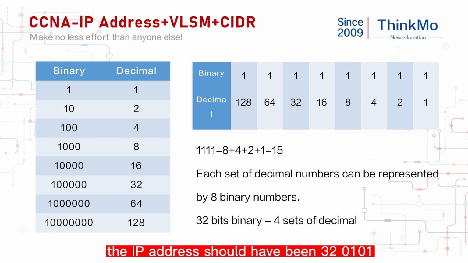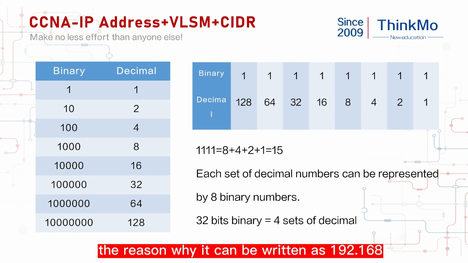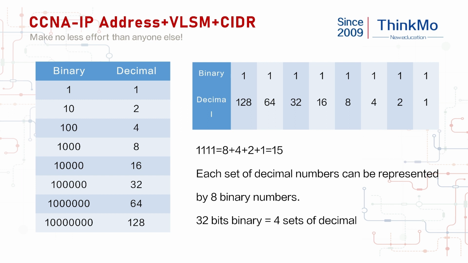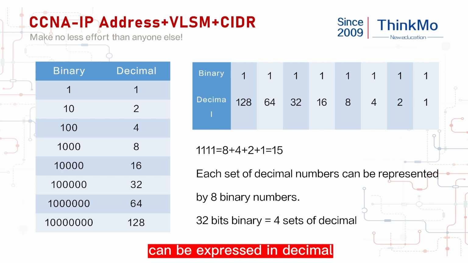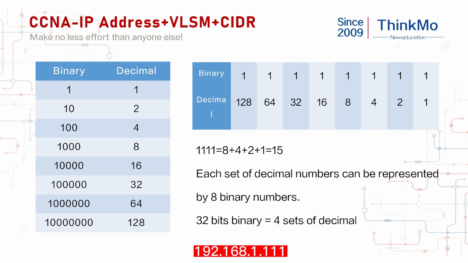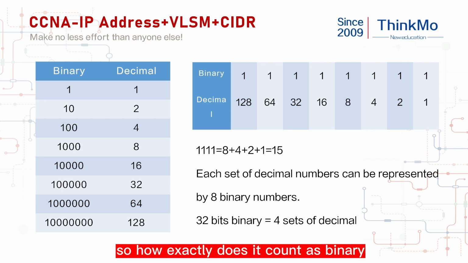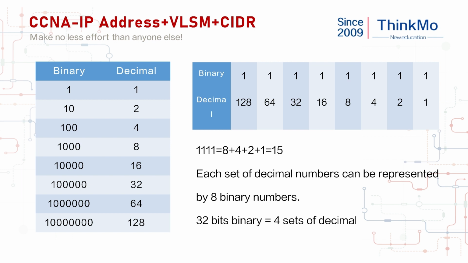Actually, the IP address should have been a 32-bit binary number like 0101. The reason why it can be written as 192.168 and so on is just because of this: every 8 binary digits can be expressed in decimal, and their lengths are exactly equivalent. Then let's study exactly how they are calculated. For example, what we just wrote, 192.168.1.111. So how exactly does it count as binary? Let's calculate together. The process is actually quite simple.